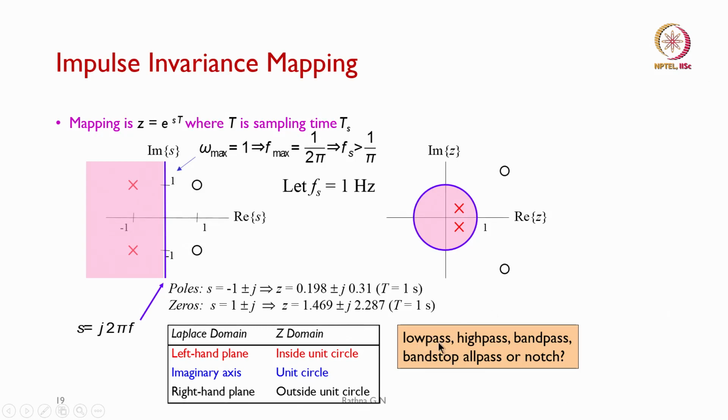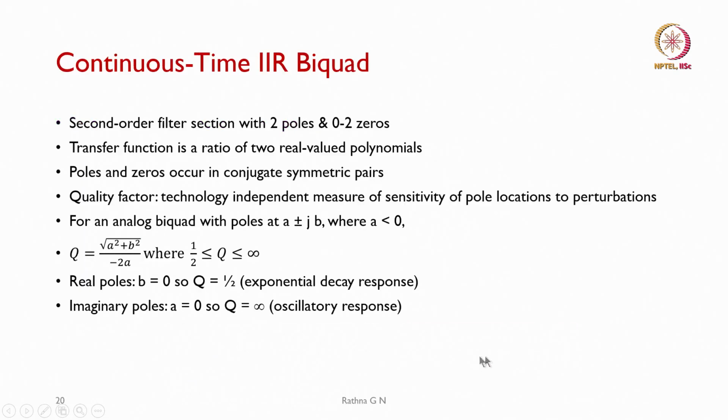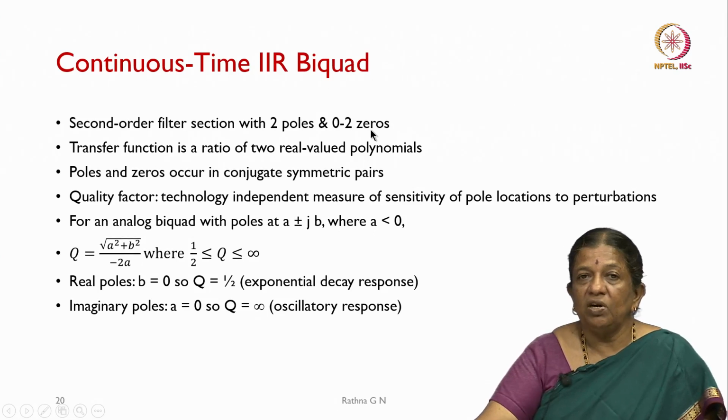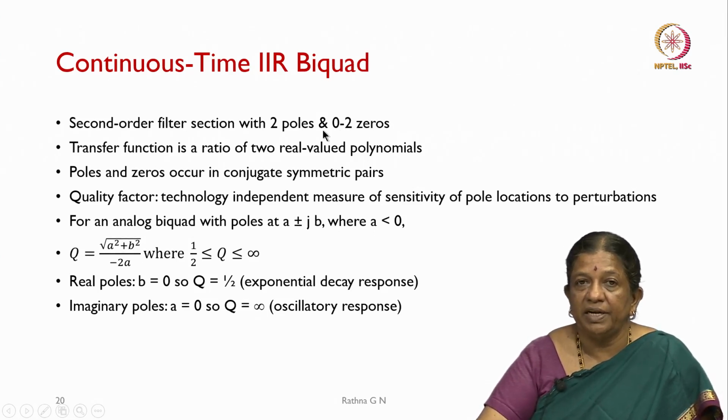So, with this we can design low pass, high pass, band stop, all pass or notch filters. How do we represent our continuous time IIR biquad section? It is a second order filter section with 2 poles and 0 to 2 zeros. That means I need not have any zeros in the second order filter if m and n are different. If they are equal, then we have 2 poles and 2 zeros, and that is what we will be representing.